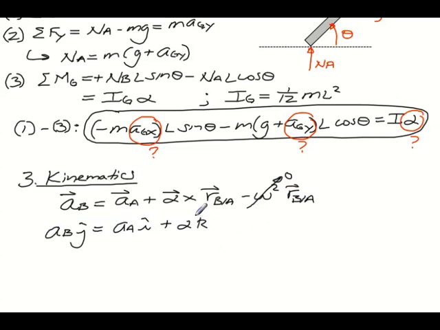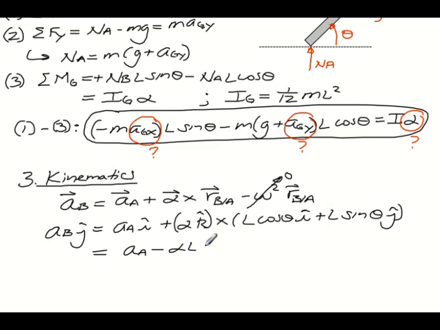Alpha, I don't know what it is, but I use the positive sign convention in the Euler equation. Got to use the same one here. And the vector which goes from A to B is going to be L cosine theta i plus L sine theta j. And I cross alpha with R, group together my terms, and I get a_A minus alpha L sine theta in the i. And the j component is going to be alpha L cosine theta in the j.